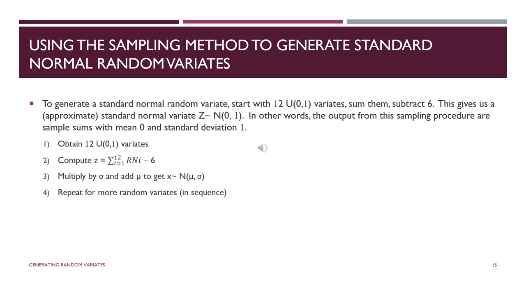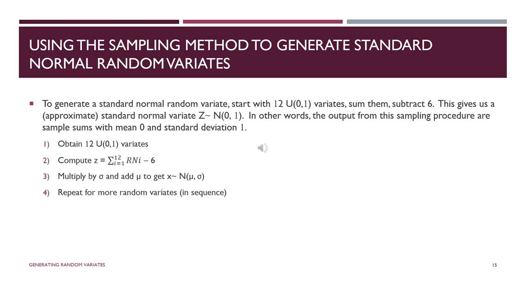Finally, here's where we draw it all together. What's the actual process for using this sampling method to generate values from a normal distribution? Well, the first thing we do, we start with our typical uniform 0-1 generator. We get 12 of those, add them up, and then subtract the number 6. Why? Because we need the mean to be 0. The variance is already 1, the standard deviation is already 1. So once we're finished with step 2, we have a value generated from the Z distribution, the standard normal with a mean of 0 and a standard deviation of 1.